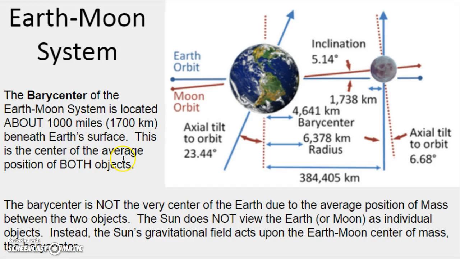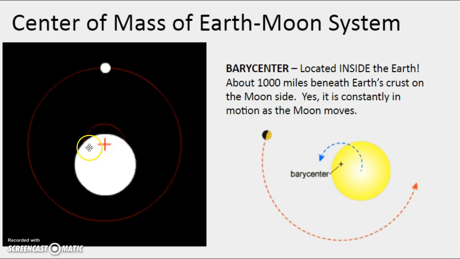This is the center of the average position of both objects, and we can see it here. So here's the Earth, here's the Moon, and the barycenter is within the Earth itself. The barycenter is not the very center of the Earth due to the average position of mass between the two objects. I'm hoping by now you're wondering, what the heck is the barycenter? Well, the Sun doesn't view the Earth or Moon as individual objects. Instead, the Sun's gravitational field acts upon the Earth-Moon center of mass, the barycenter. So the Earth's orbit is really more closely linked to the center of mass of the Earth-Moon system, and we can see that in this picture here.